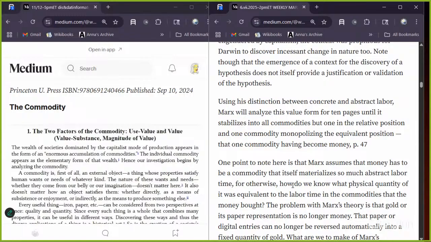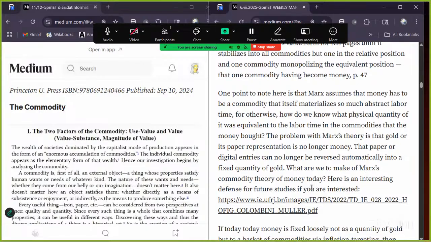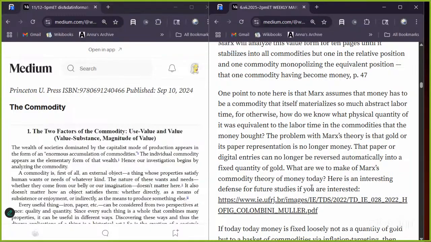Now, one point to note here is that Marx assumes that money has to be a commodity that itself materializes so much abstract labor time. For otherwise, how do we know what physical quantity of it was equivalent to the labor time in those commodities that the money bought? Now, the problem with Marx's theory is that gold or its paper representation is no longer money. That paper or digital entries can no longer be reversed automatically into a fixed quantity of gold. What are we to make of Marx's commodity theory of money today?